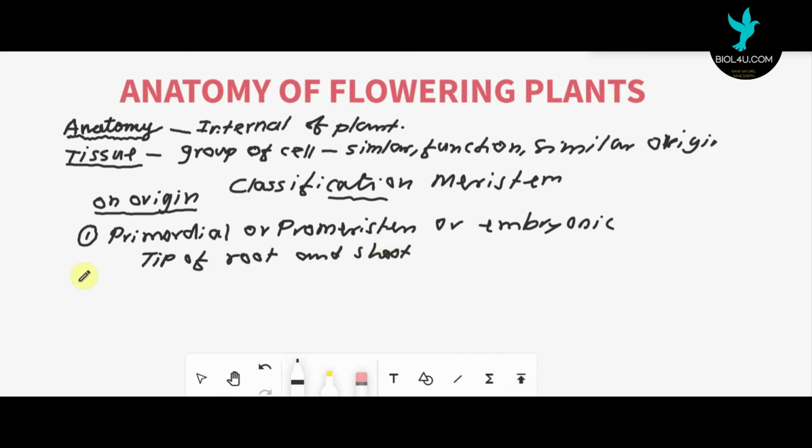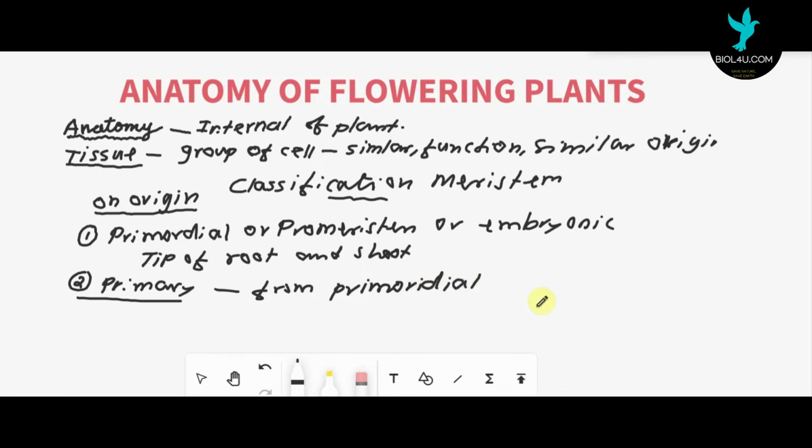Then the second type of meristem is the primary meristem. So primordial is different from the primary meristem. What is actually the primary meristem? The meristem which is produced by the promeristem. So it is developing from the promeristem. The primordial meristem produces a type of meristem, and that is known as the primary meristem.